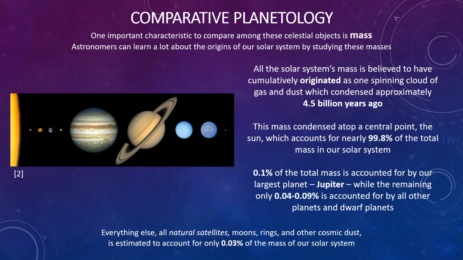So actually, Jupiter makes up about half of that remainder mass that we're working with here. Jupiter is about 0.1% of the total mass of our solar system. It is our largest planet. And so the rest of the planets account for only 0.04 to about 0.09% of all of the mass in our solar system. The rest of the mass is in the form of these natural satellites like moons and rings and dust and anything much smaller than the planets that is still in our solar system. That accounts for about 0.03% of the mass in our solar system.